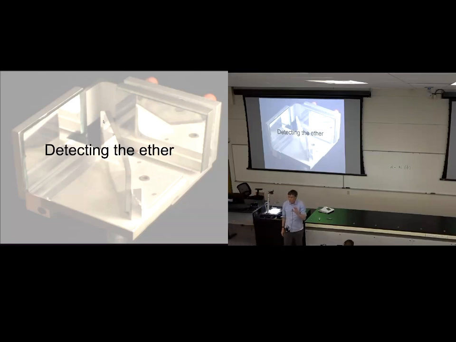So at the end of the 1800s, there were experiments to try and detect the ether. This is a big problem, finding the ether, detecting the ether, and there's a lot of effort to detect and find the ether. And the Michelson interferometer was used to try and detect the ether. We're going to see how that works.